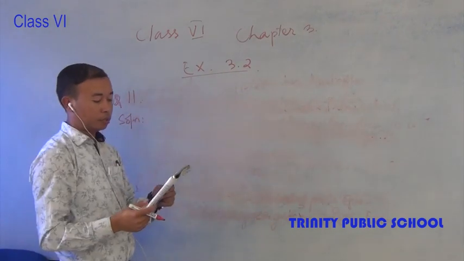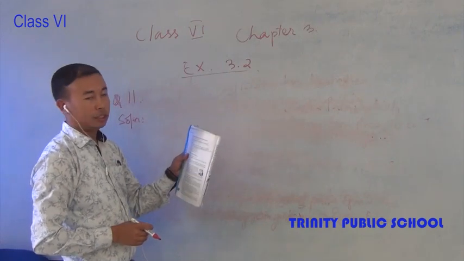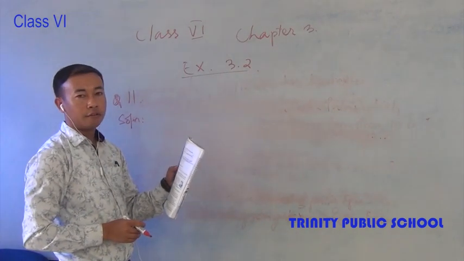Write 5 pairs of prime numbers less than 20 whose sum is divisible by 5.